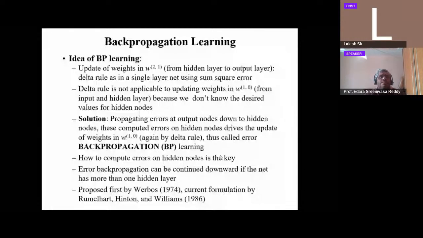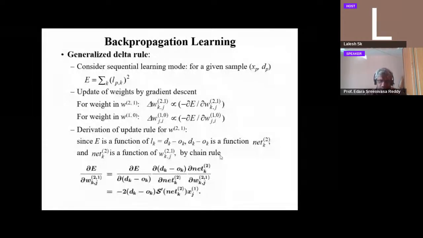All of you know the generalized delta rule we discussed in yesterday's session. For a given sample, we are going to calculate the energy, whatever you say, energy or squared error. So the updating of these weights is by the gradient descent algorithm. For our weight W21, that means hidden layer to output layer, delta W(k,j), where k,j means the jth node in the hidden layer to the kth node in the output, is proportional to minus dou E by dou W. Similarly for weight W1,0, delta W1,0 is proportional to minus dou E by dou W. It is a simple derivation.